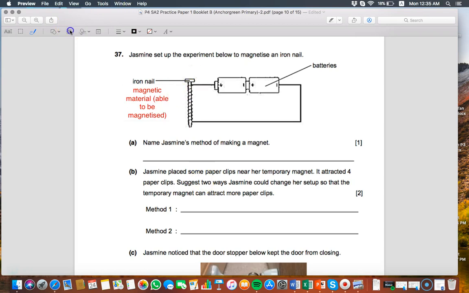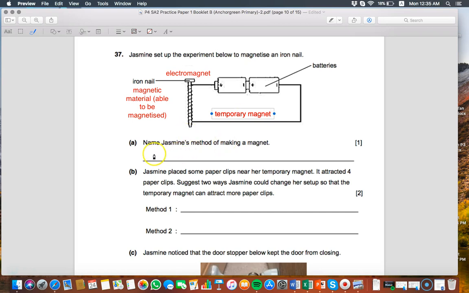And I would like to also write this down. The iron nail will become an electromagnet. Alright, the iron nail will become an electromagnet. And this method is temporary. It becomes a temporary magnet, which means that if I break the circuit, let's say the batteries are not connected properly, the wire is not connected properly, the electricity is not flowing smoothly, the iron nail will no longer be a magnet immediately. Alright, so it's a temporary magnet.